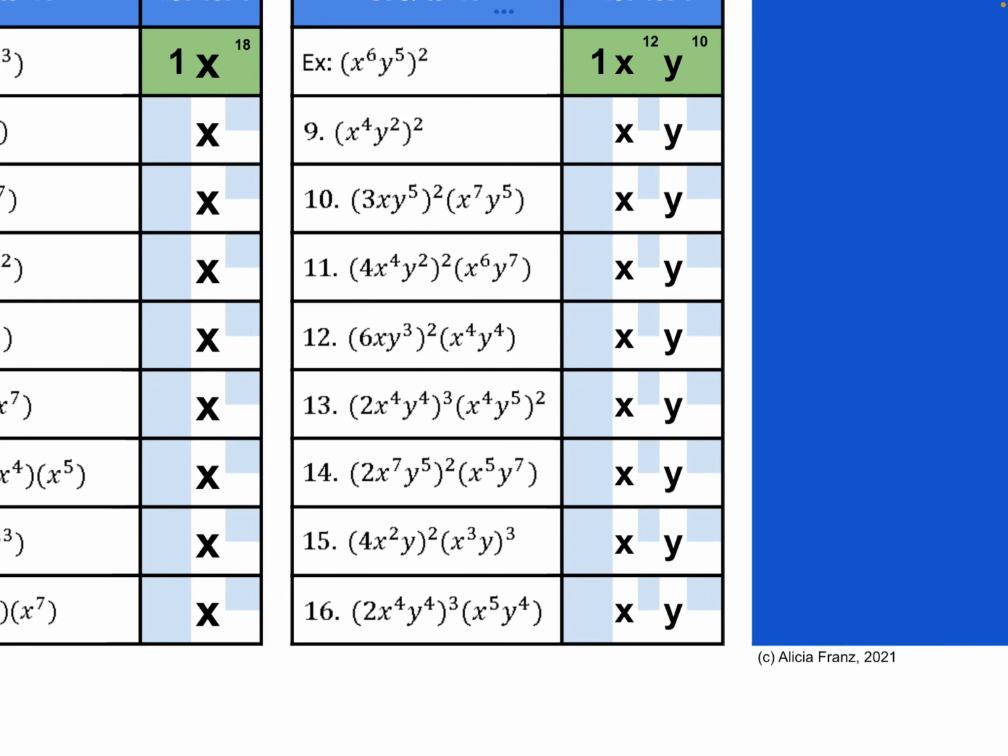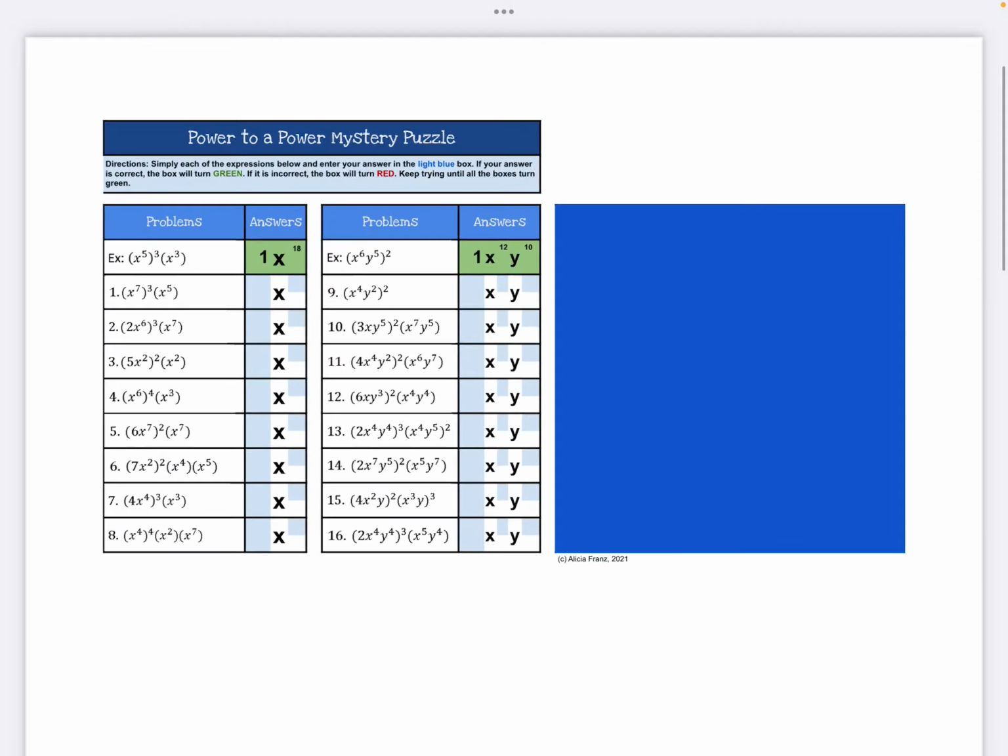Here you're going to do coefficient in the first blue box, x exponent in the second blue box, and y exponent in the third. If you have questions, please read the directions or ask the sub to help you.